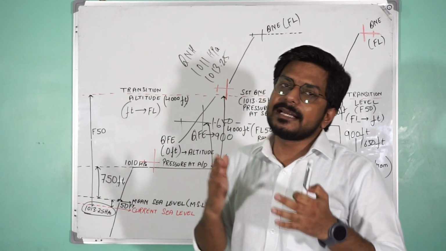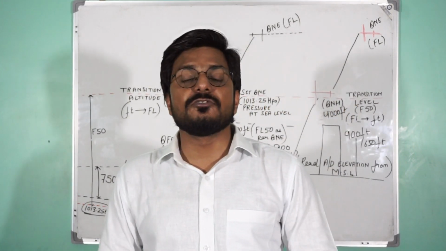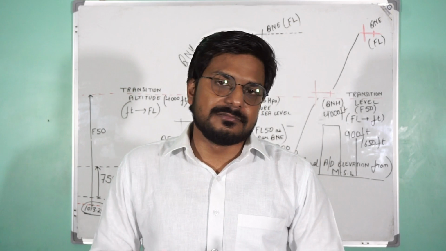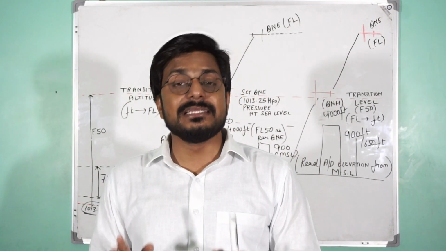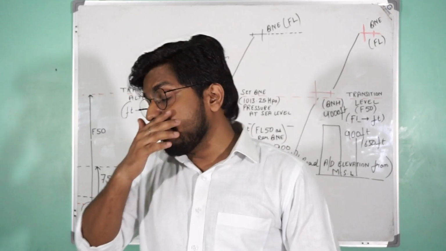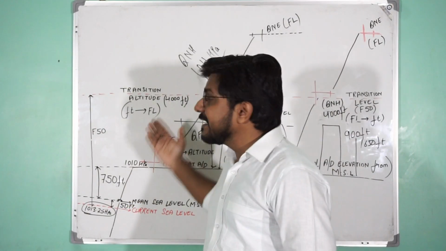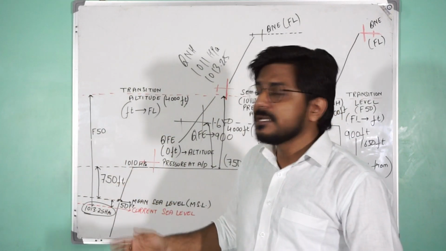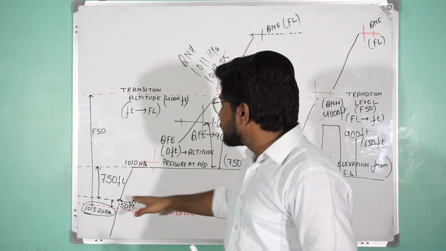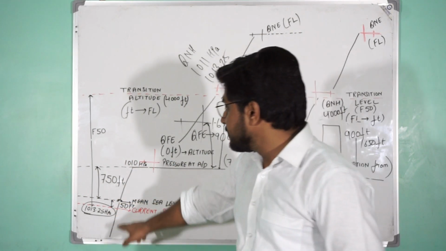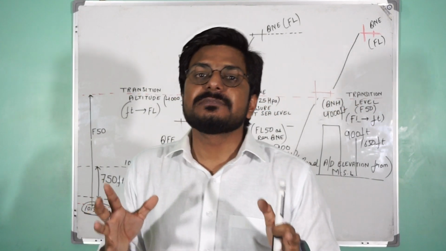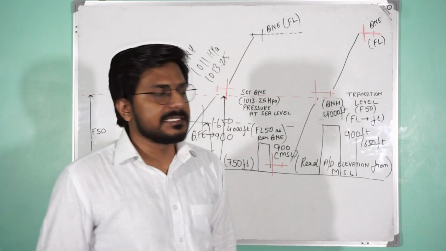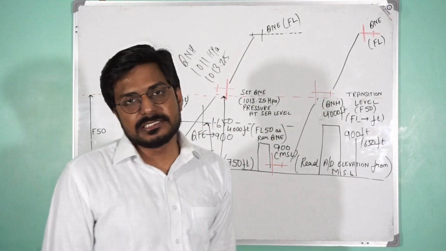Whatever the sea level is, at that sea level you will get 1013.25 hectopascal. That remains fixed. Whereas because the sea level varies up and down, the pressure at mean sea level point will vary, and that pressure is provided with the help of QNH. So that is why we have QNH here.